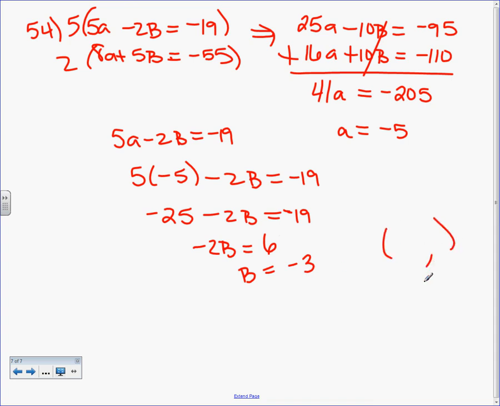My final answer always has to look like an ordered pair, x, y in parentheses. But they didn't give me x, y. They gave you a and b. So what do you think you should do? It's alphabetical. You always go alphabetical. So A comes before B. If they gave you S and T, you go alphabetical. So A is negative 5, B is negative 3. Final answer done.